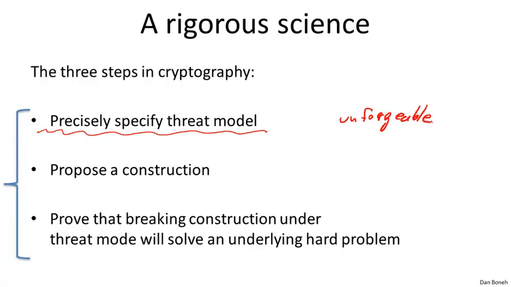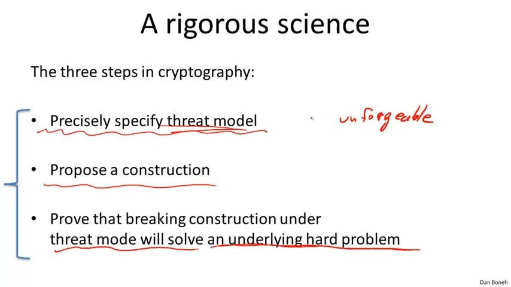I'm giving digital signatures just as an example. For every primitive we describe, we're going to precisely define what the threat model is. Then we're going to propose a construction, and then we're going to give a proof that any attacker that's able to attack the construction under this threat model can also be used to solve some underlying hard problem. And as a result, if the problem really is hard, that proves that no attacker can break the construction under the threat model. These 3 steps are actually quite important.